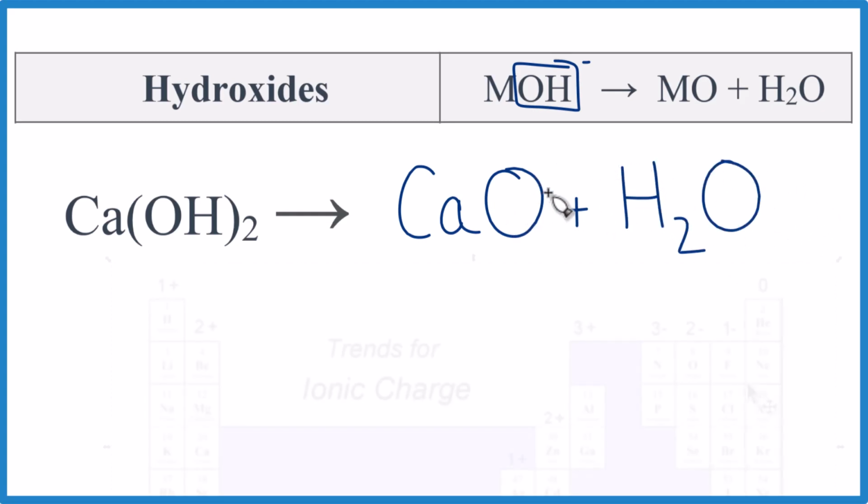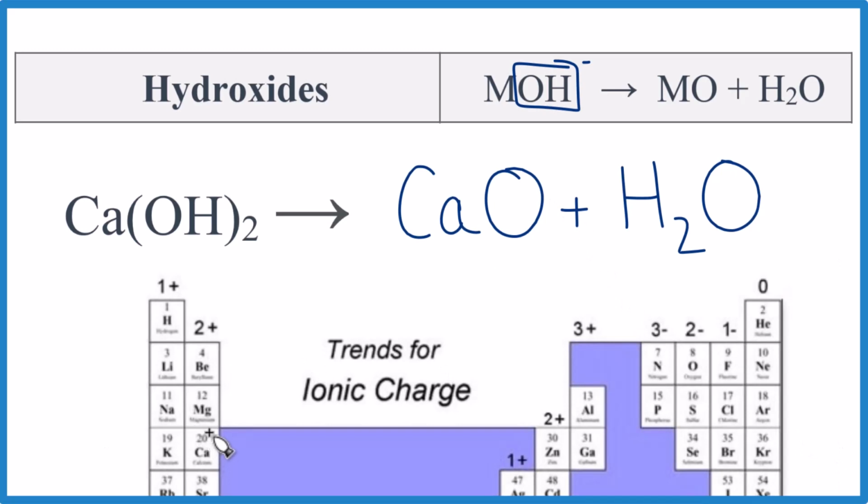Let's check our charge though. Calcium's right here in group 2, that's 2+. Oxygen, right here, oxygen's always 2-. That balances out, so we're good. We can leave it like this.